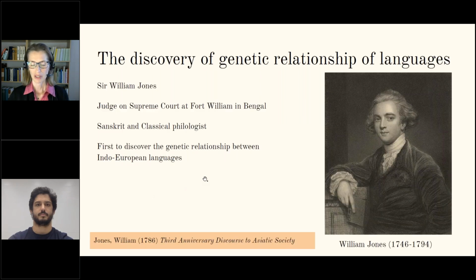In the late 18th century, William Jones discovered the similarity between Sanskrit and ancient European languages and suggested that these similarities were caused by a joint ancestral language, which was then Proto-Indo-European. This led to the discovery of the genealogical classification of languages, which, among others, formed the basis for the theory of evolution.